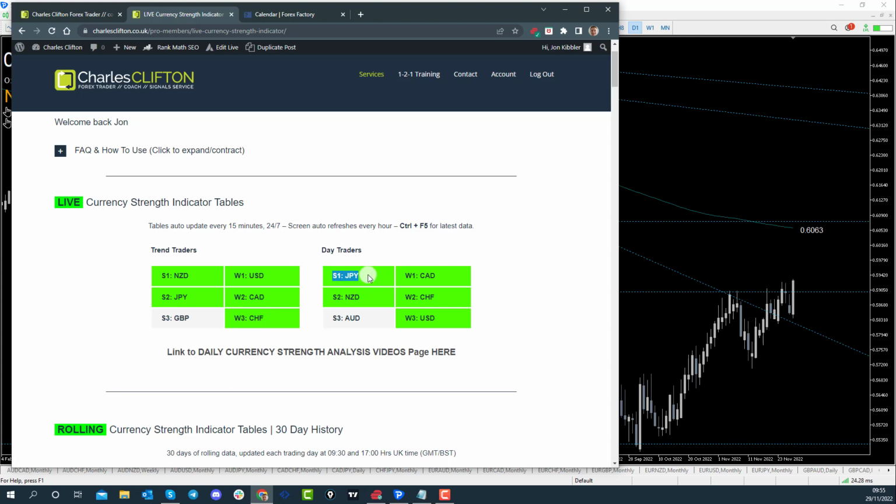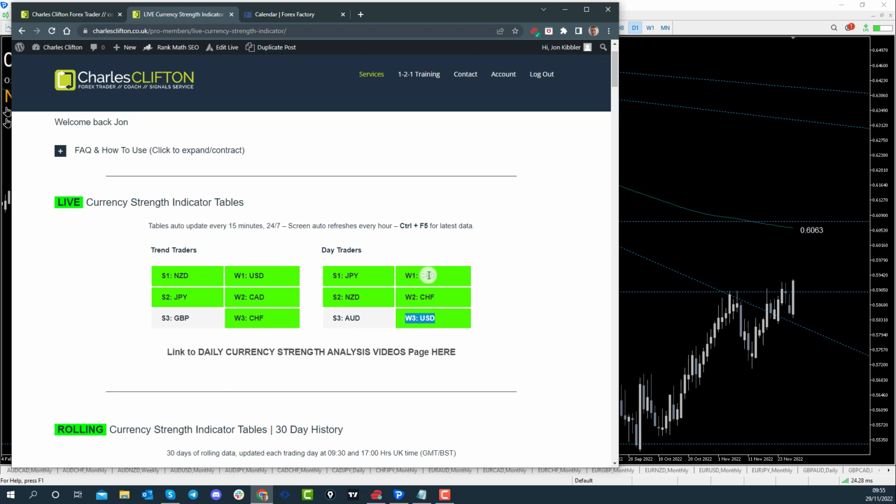On the day trader side of things, the yen tops the table at S1, followed by the New Zealand dollar as S2, followed by the Australian dollar as S3. On the weak side of things, we have the Canadian dollar topping the table at W1, followed by the Swiss franc at W2, followed by the US dollar W3.